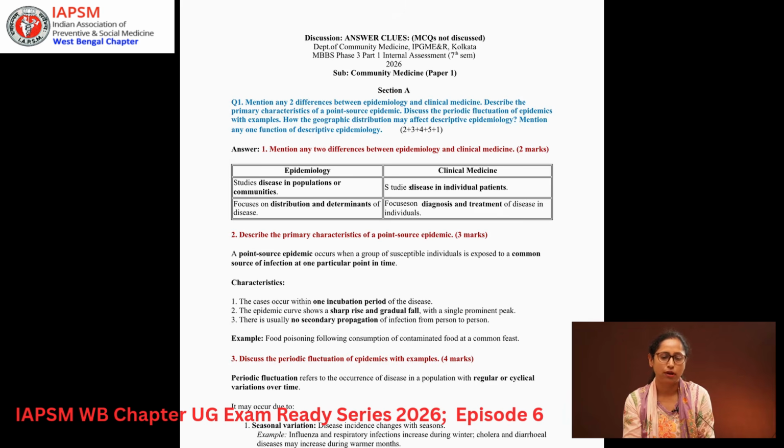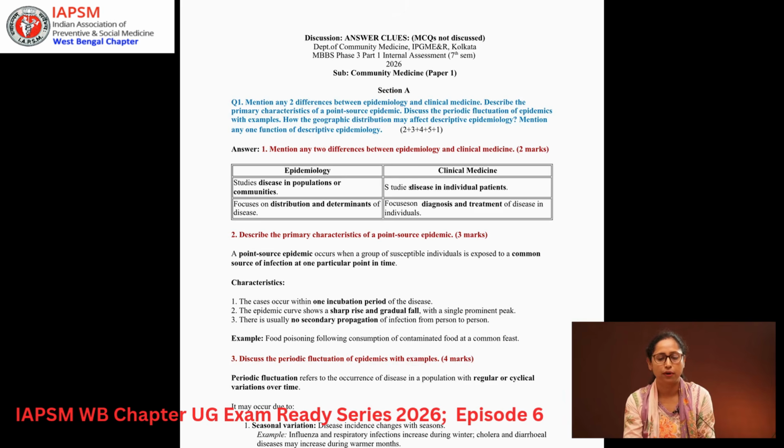Question number 1 was: mention any 2 differences between epidemiology and clinical medicine, describe the primary characteristics of a point source epidemic, discuss the periodic fluctuation of epidemics with examples, how the geographic distribution may affect descriptive epidemiology, and mention any one function of descriptive epidemiology, carrying a total of 15 marks.